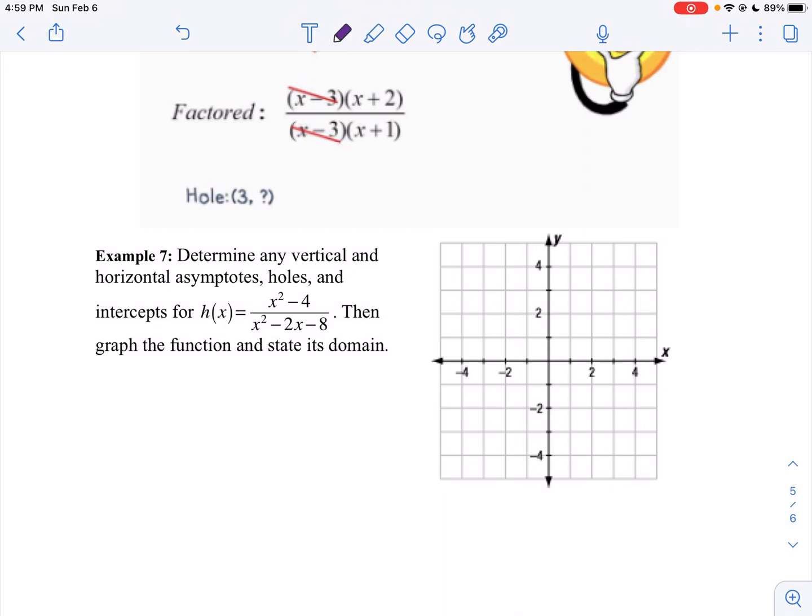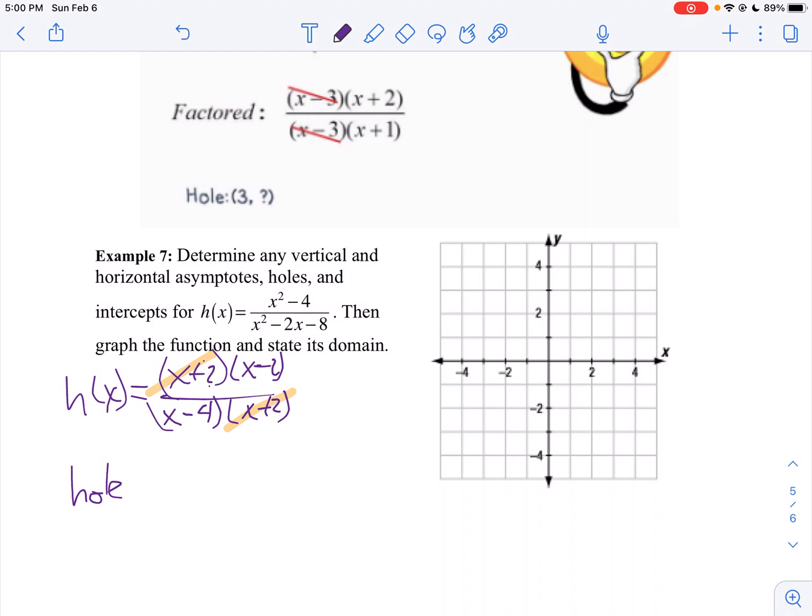I want to determine any vertical, horizontal, holes, intercepts for my graph. And then I want to graph the function and state its domain. So we're going to start here. I'm going to first reduce my function. So it's h of x equals x plus 2 over x minus 2, and then that's going to be all over x minus 4 and x plus 2. So notice there's a hole in my graph at -2 when x equals -2. So my graph is not defined at -2.